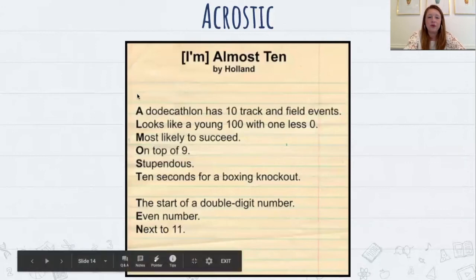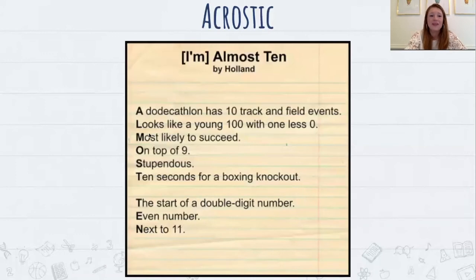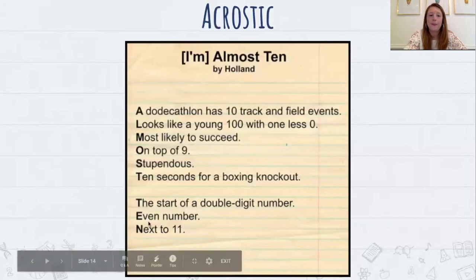ALMOST-TEN. So this writer wrote down, a dodecalathon has 10 track and field events. For L, they said looks like a young 100 with one less zero. For M, they said most likely to succeed. For O, they said on top of 9. For S, they said stupendous. For T, they said 10 seconds for a boxing knockout. Then for the second part, for 10, they started this line with T, the start of a double-digit even number, and then N next to 11.